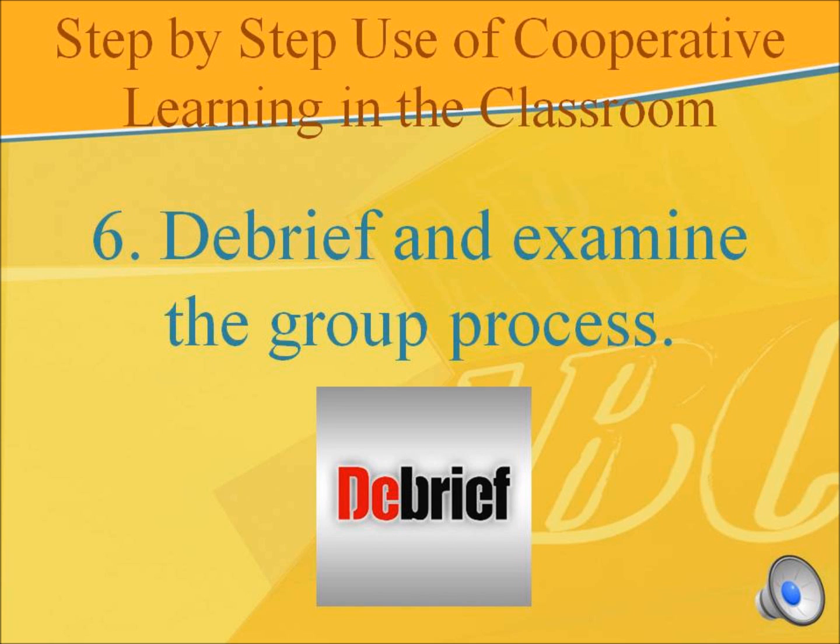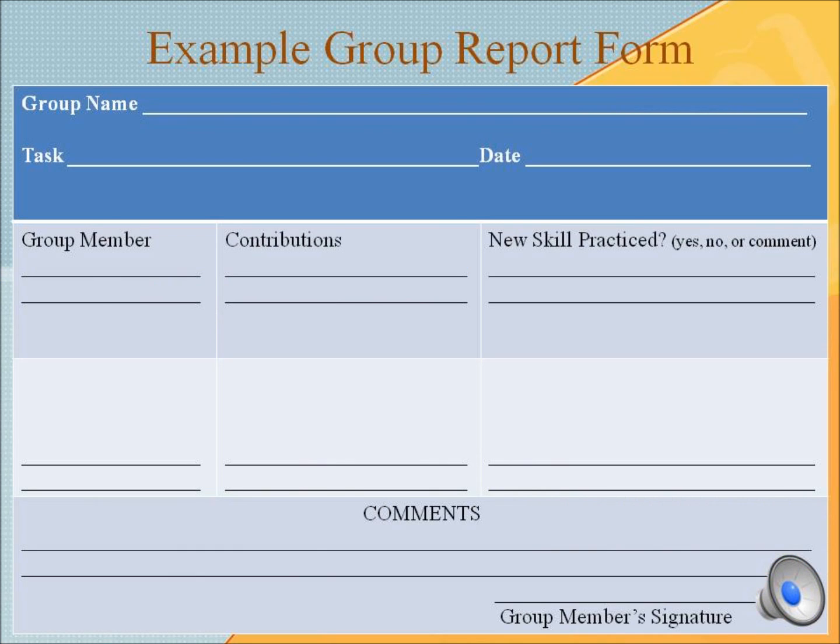Finally, step 6 is to debrief and examine the group process. Give the group members a chance to discuss the role each team member played in the success of the group. Have them fill out a group report form. This is a really great example of a group report form, which would include the group name, the task, the date, and then underneath the different categories there's group member, the contributions that were made to the group, and the new skill that was practiced, if at all there was any, and then additional comments that a group member may have, and then their signature at the bottom.